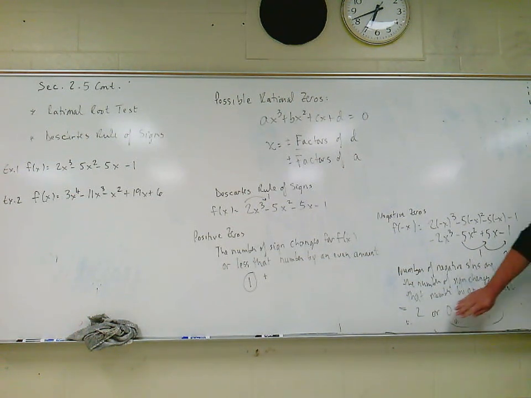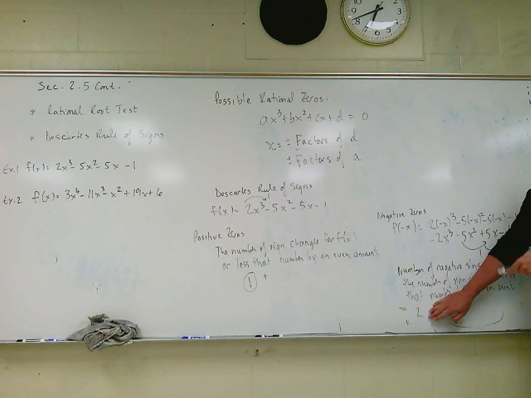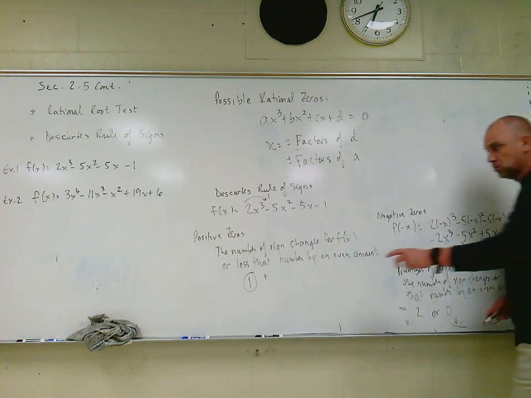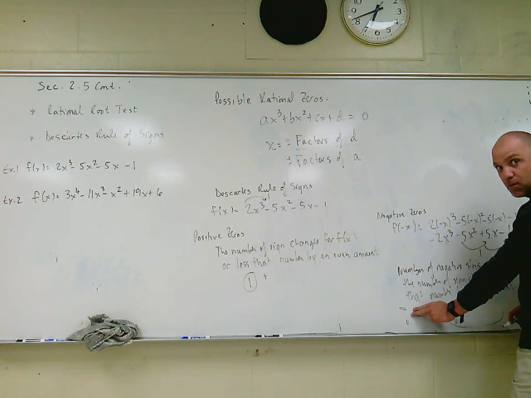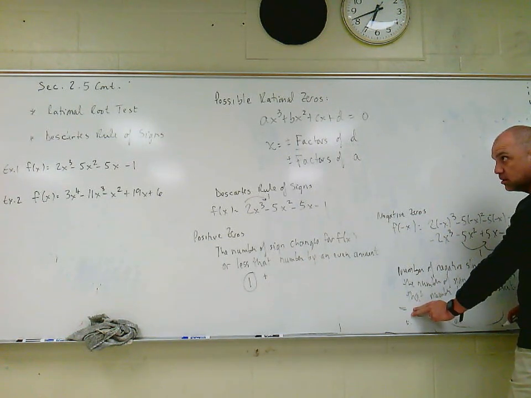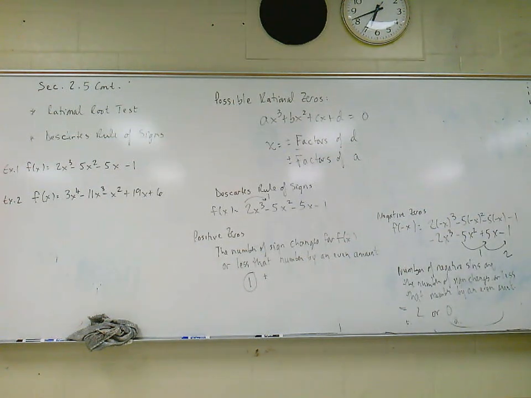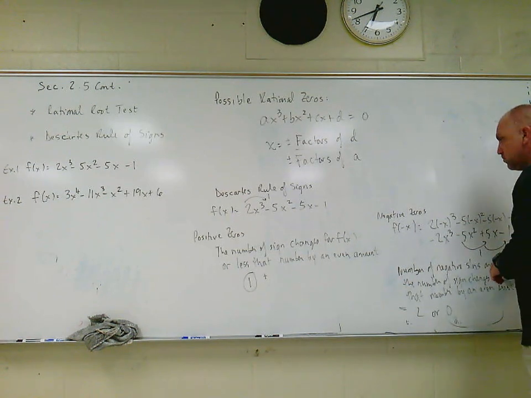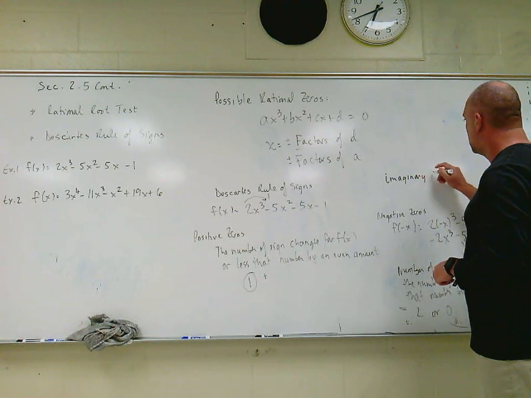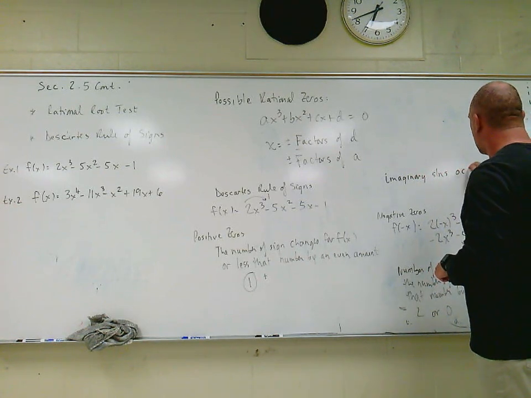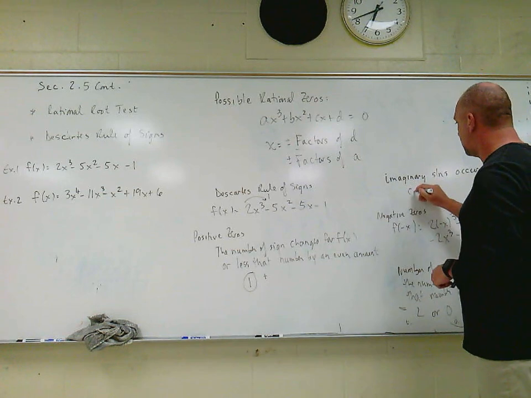So if I cover up the 0, how many are there, 1 positive, 2 negative, how many does that add up to? 3. What's the degree of this polynomial? 3. Now, is it possible that we could have 1 positive and no negative? How? Imaginary, very good. 2 imaginary. Now, your imaginary solutions always occur in pairs. So just one last note, make sure you know that imaginary solutions occur in conjugate pairs.